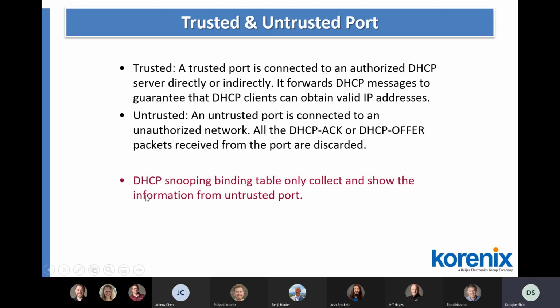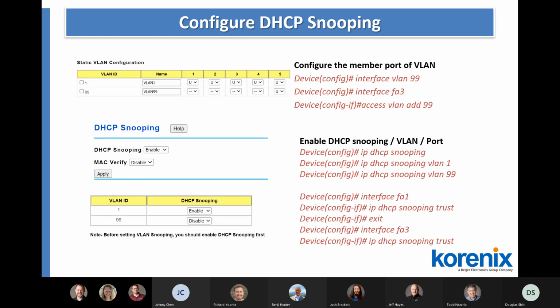And please notice that the DHCP snooping binding table will only collect and show information from the untrusted port, because usually the client connects to the untrusted port. So the switch will collect the information from the client, which gets its DHCP settings from the server.